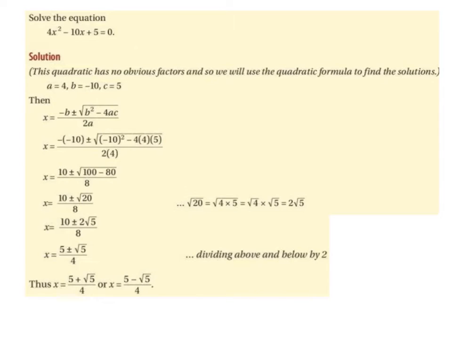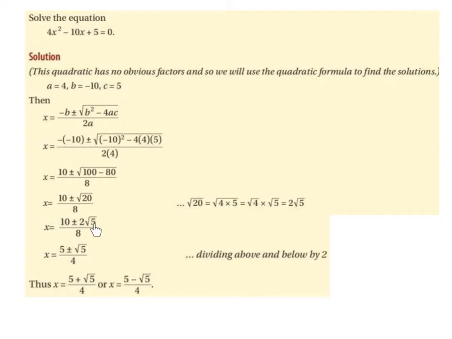Root 20 we can factorize. So the factors of 20 are going to be 4 by 5. So root 20 is going to be equal to root 4 multiplied by root 5. And the square root of 4 is 2, so 2 root 5. So root 20 changes to 2 root 5. So we have 10 plus minus 2 root 5 over 8.